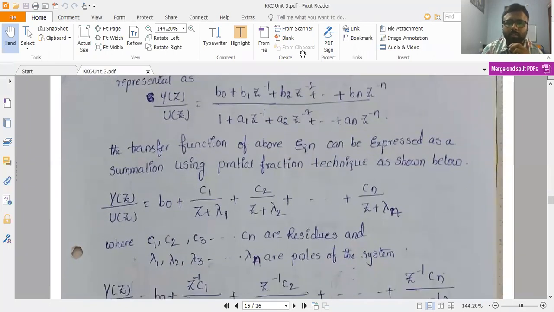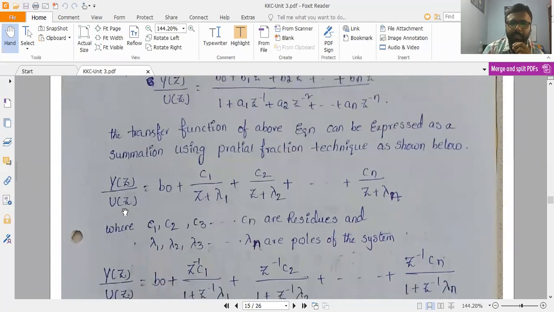With the application of the partial fraction expansion, the transfer function Y(z)/U(z) is represented as b0 + c1/(z + lambda1) + c2/(z + lambda2) and so on up to cn/(z + lambda n), where c1, c2, up to cn are called the residues, and lambda1, lambda2, up to lambda n are the poles of this particular transfer function Y(z)/U(z).